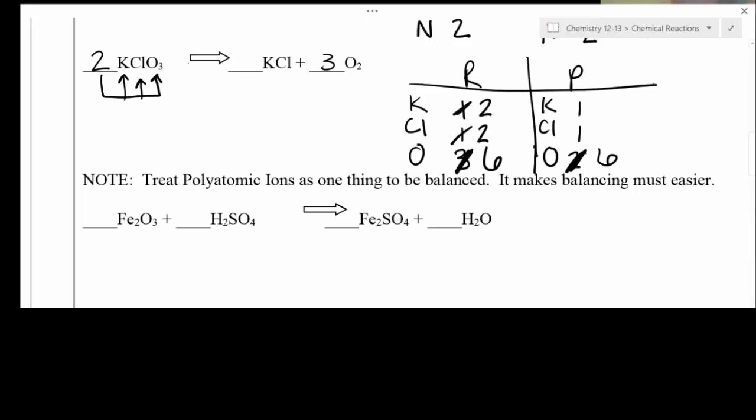So, since I have 2 potassiums and chlorines on this side, I need to have 2 potassiums and chlorines on this side. So, if I just added 2 here, guess what that does? It makes 2 potassiums and chlorines on my product side. So now I'm completely balanced.